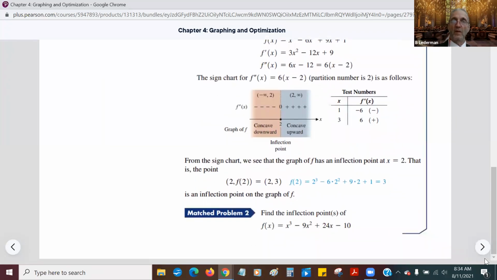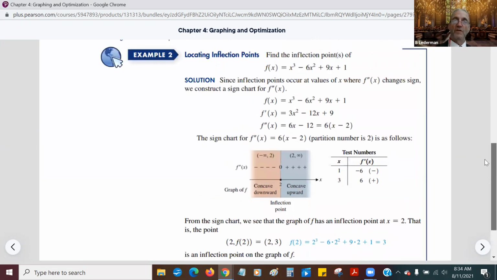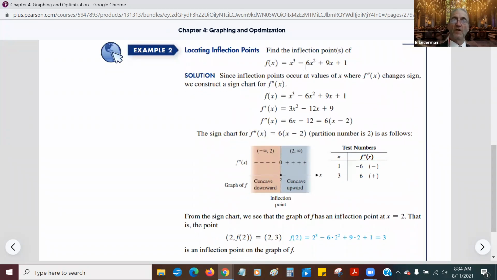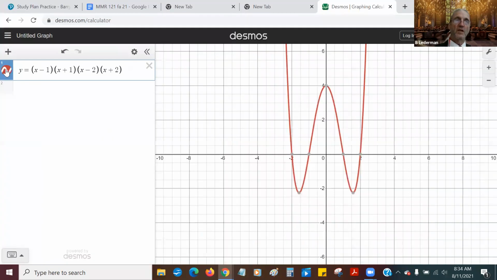Okay, moving on. So we see that 2 comma f of 2, which is 2 comma 3, is the inflection point. Now, where does the 3 come from? Well, if you take 2 and plug it in for x and crunch it out, you wind up getting 3. So what I would like to do is go back to Desmos. I want to see if this is real. What's fascinating to me here is that we finished the problem. We know the inflection point is 2 comma 3. Yet we never graphed this function. I don't even know what this function looks like. So let's graph it. Let's test this out. Let's see if this stuff actually works. Who knows? Maybe it'll actually work.